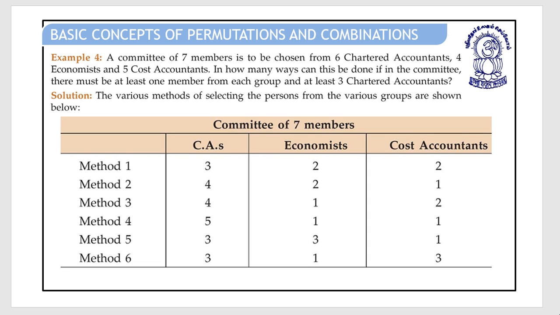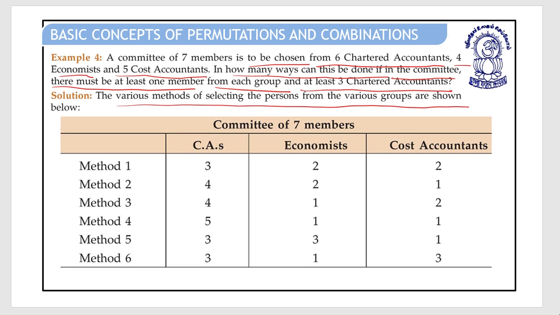Next one is, a committee of 7 members is to be chosen from 6 chartered accountants, 4 economists and 5 cost accountants. In how many ways can this be done if in the committee there must be at least one member from each group and at least 3 chartered accountants?